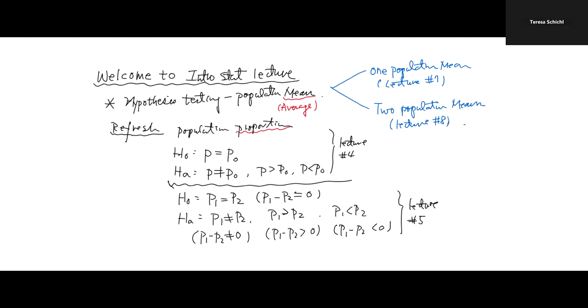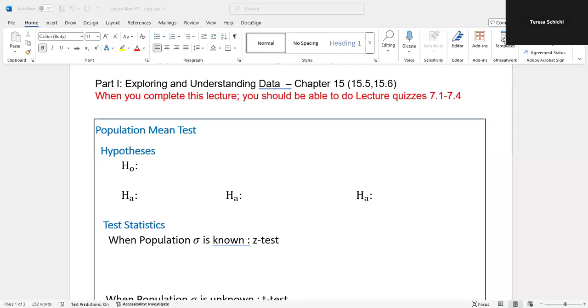So today we're going to start lecture number 7. We're going to talk about one population mean here. So this is the introduction. Let's go into our lecture notes. From the introduction, we know we are talking about the one population mean test here.